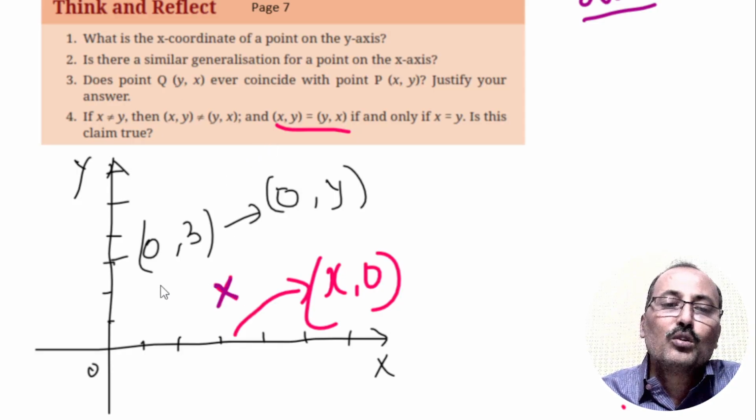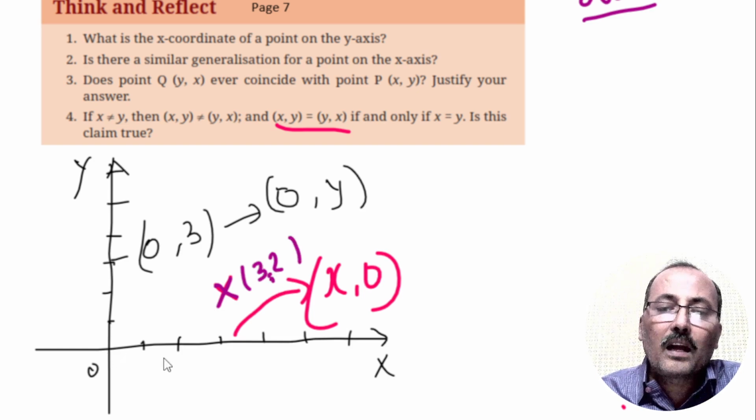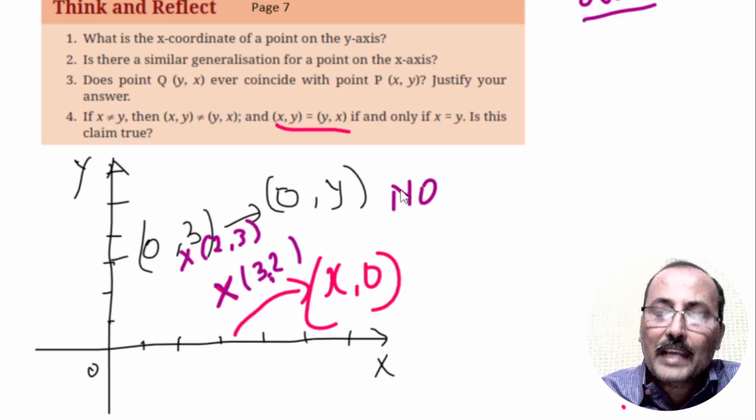It is (3, 2) and (2, 3). In (3, 2), 3 is along the x-axis and 2 along the y-axis. Next one is (2, 3), with 2 along the x-axis and 3 along the y-axis. Here is (3, 2). Sorry, (2, 3). Here is (2, 3). Are both points the same? No, the points are not the same.